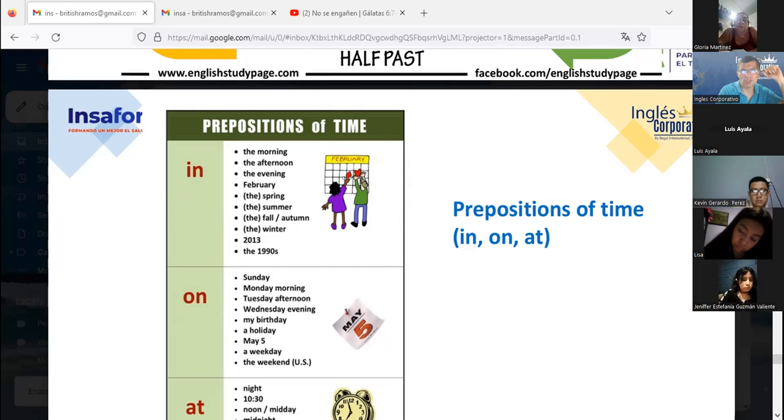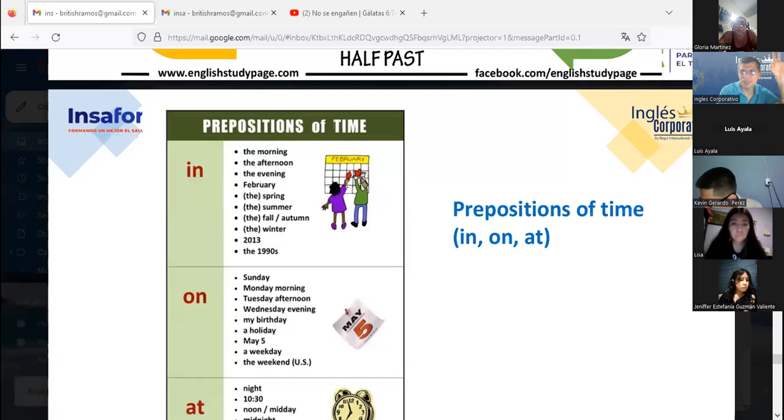Number four, when do we use in? Years. In 2013, in 2023. In the 90s, the 1990s, the 80s. I love music from the 80s. In the 80s, music was excellent. Years, in.